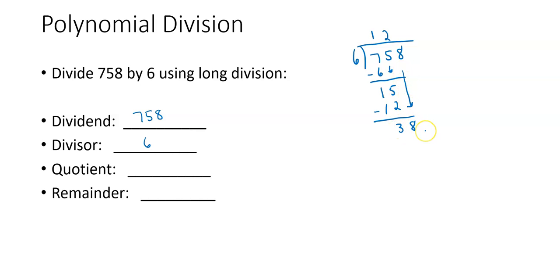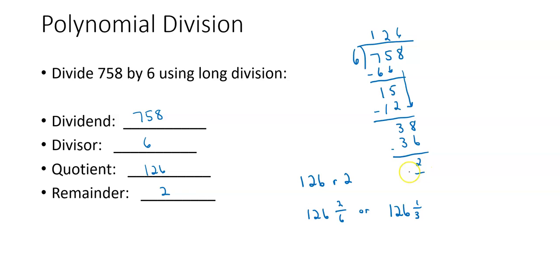Carry down the 8. Are there groups of 6 in 38? Sure, there's 6 of them, right? 6 times 6 is 36. Subtract, and I get 2. At this point, I have no other digits left. There's nothing else after that 8. So that 2 is my remainder. So the quotient is 126. The remainder is 2. So I can write it as 126 remainder 2. Sometimes we also write it as 126 and 2 pieces left out of 6, or even 126 and a third.